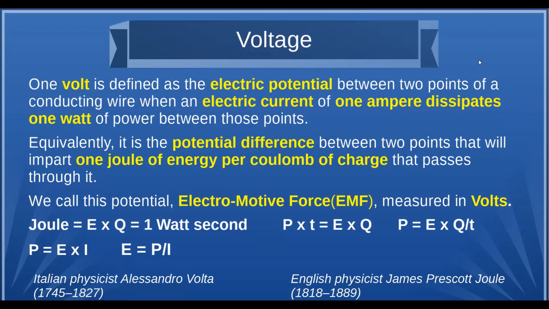Okay, so these are some of the official definitions of voltage, where they define it as the potential between 2 points of a conducting wire when a current of 1 amp dissipates 1 watt between those points. Now, we haven't talked about amperes or watts much, but these things are all interrelated, so it's kind of hard to talk about one without the other.